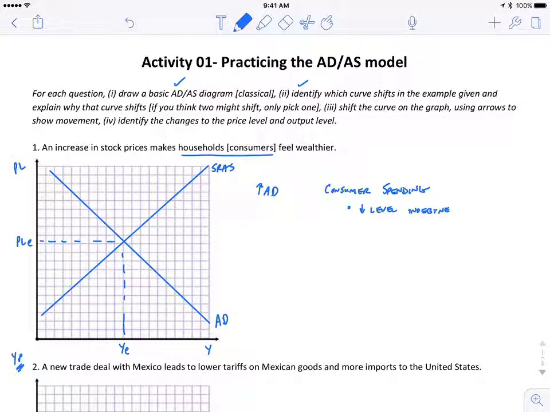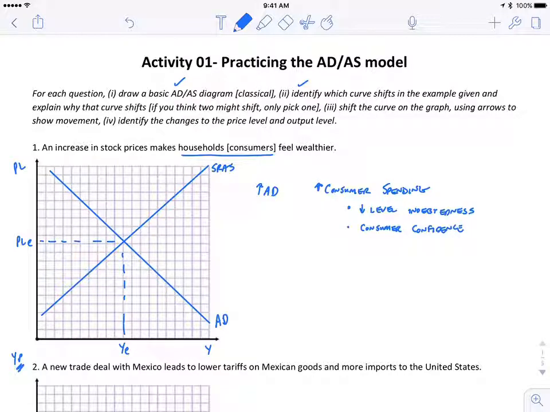Not because their debt's going lower, indebtedness. Not because their level of debt's going lower, but because their income or their wealth is going up. So their perceived level of indebtedness or their level of indebtedness is going down relative to their wealth. Or you could say that consumer confidence is driving this. Either way, we have an increase in consumer spending that increases aggregate demand.